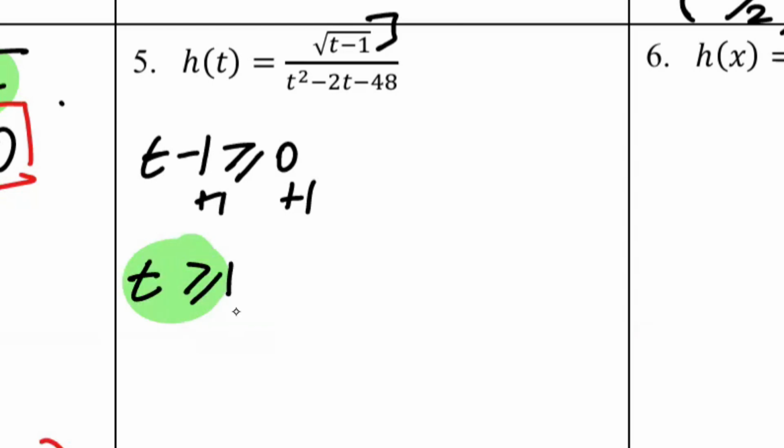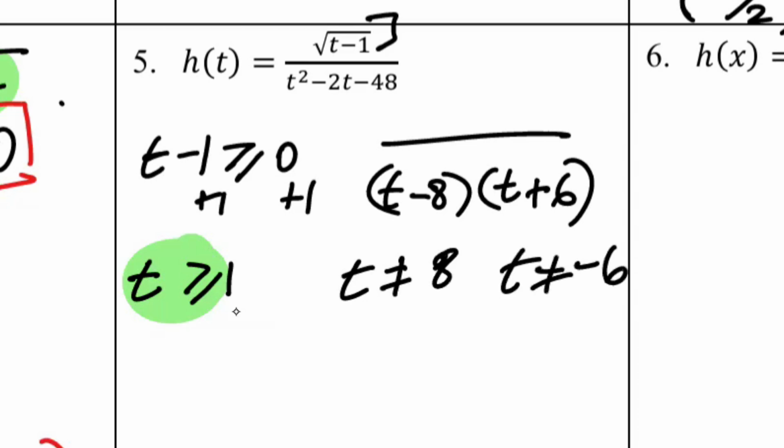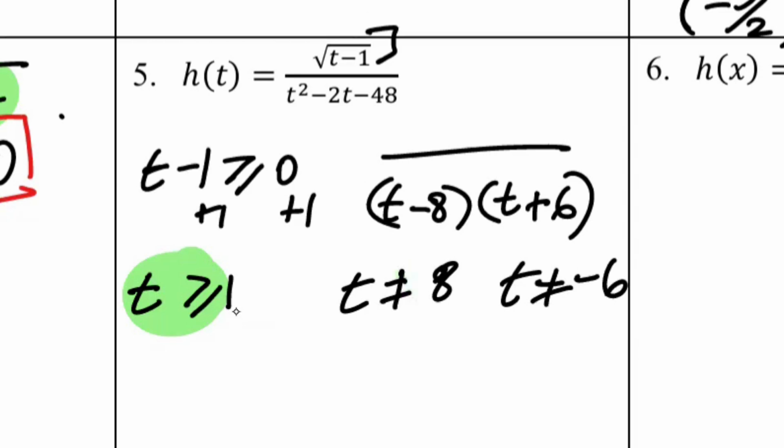Now, at the denominator, we want to factorize this very quickly. My denominator, I could have represented it as t minus 8 times t plus 6. So that would have been the factors there, which means that t cannot equal 8. Also, t cannot equal negative 6. So those are my constraints here. All right, so my domain would be that.